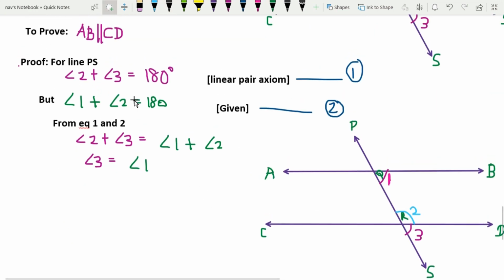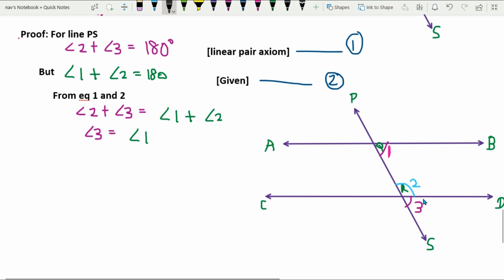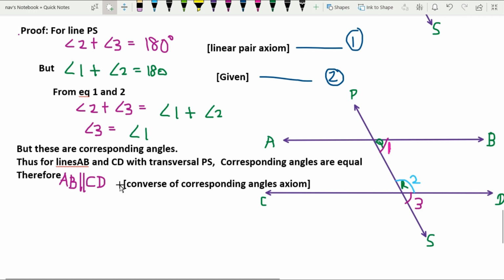So from equations 1 and 2, angle 2 plus angle 3 will be equal to angle 1 plus angle 2. You can see in both sides angle 2 is there, so we can cancel it out. Angle 2 will cancel. So we are left with angle 3 equal to angle 1. But what are angle 3 and angle 1? These are nothing but the corresponding angles. So we just proved that the corresponding angles are equal.